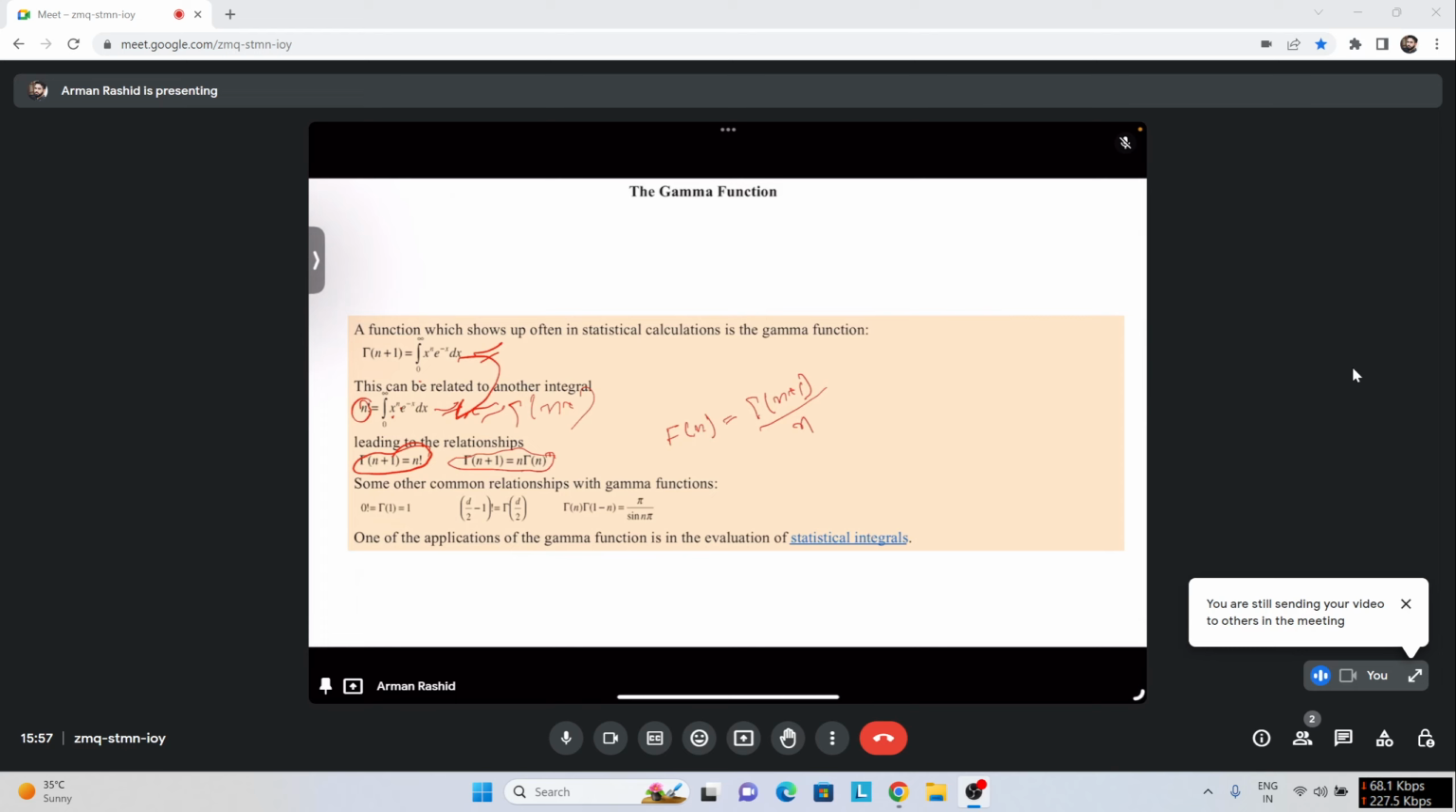Other important concepts about the gamma function: if we see gamma of 1, it will be 0 factorial, which is always equivalent to 1. Similarly, gamma of d by 2 minus 1 is equivalent to gamma d by 2 divided by (d by 2 minus 1), because we are subtracting 1 from it. Similarly, gamma n multiplied by gamma 1 minus n will be equivalent to pi divided by sine n pi. So this gamma function is mostly used in order to evaluate various statistical integrals. Now you have to take care.